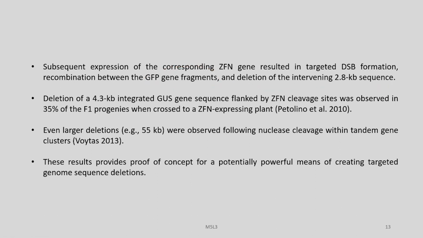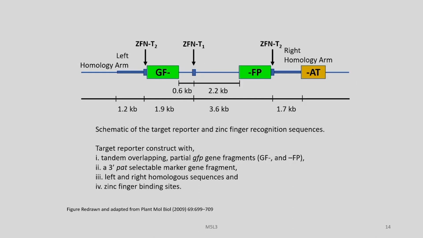So, deletion of a 4.3 kb integrated Gus gene sequence flanked by ZFN cleavage sites was also observed in 35% of the F1 progenies when they were crossed to ZFN expressing plants, and even larger deletions were observed following nuclease cleavage within tandem gene clusters. So, finally, these results gave proof of concept for a potentially powerful means of creating targeted genome sequence deletions of large fragments of DNA.